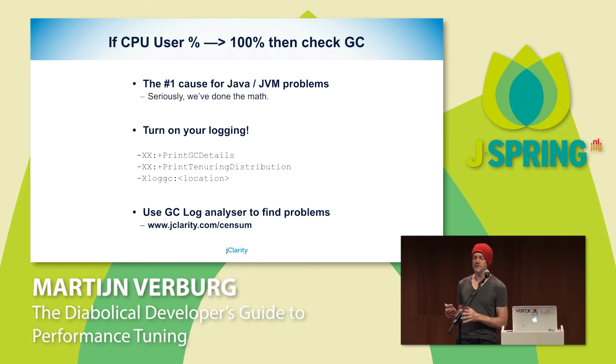So for most applications today, garbage collection is a serious problem, right? Lots of long pauses. So make sure you turn on your logging. These flags are for Java 8 and below. For Java 9 plus, the flags are a little bit different, so I will make sure I update these slides before I push them out. And you can use a GC log analyzer to figure out what's going on.